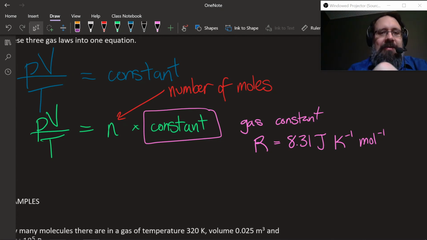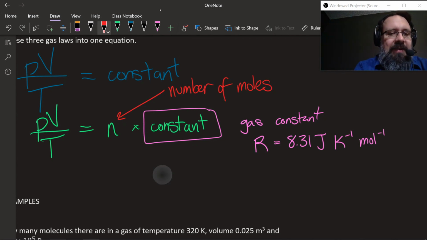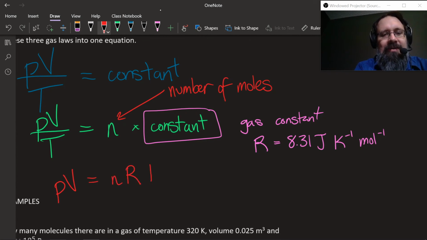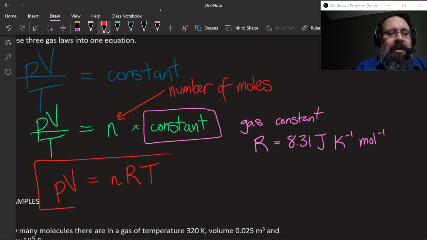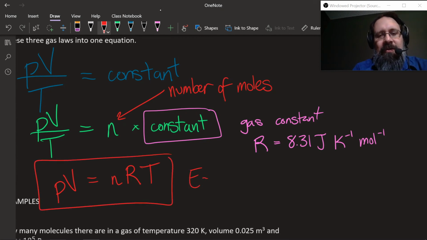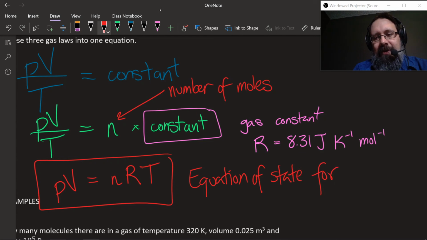So if we rewrite this equation, which is the way that it's always written, it is written as PV equals nRT, there's our constant, where we just take that T down there and multiply it over to the other side. And this equation right here is called the equation of state for an ideal gas.